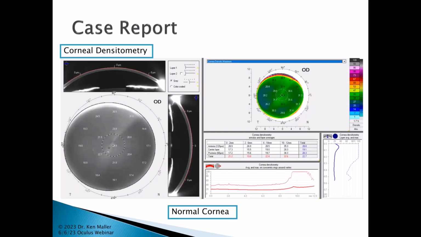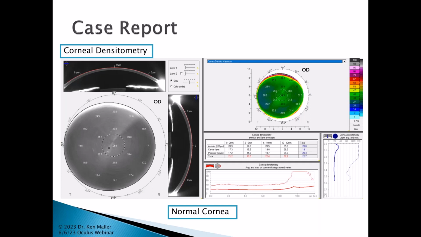What I find is very helpful to understand corneal scarring is the densitometry. And I do know that not every Pentacam package has densitometry. For those of you who do have it, I find this tool is actually very, very valuable to understanding what you're up against in dealing with these very complex pathological eyes.